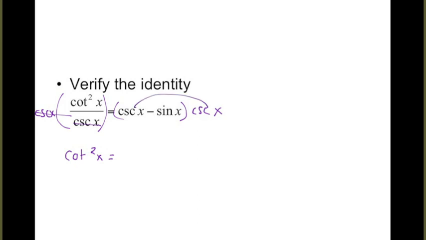On the other side, we're going to distribute this. Cosecant times cosecant is cosecant squared. And then minus sine x cosecant x.